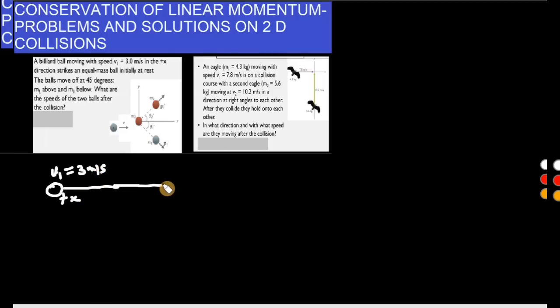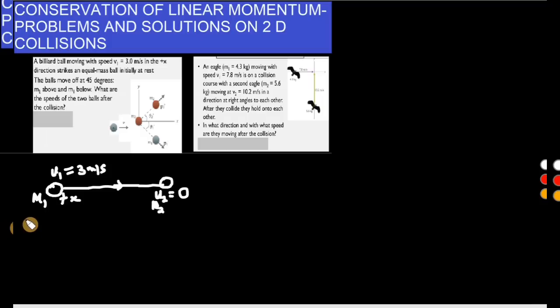It strikes an equal mass ball. So this is the ball it strikes, so it's moving this way, at rest. So u2 is at rest, is stationary, is 0. Of course, this will be m1, the mass of the first ball. This will be m2, the mass of the second ball, and this ball is having equal mass.